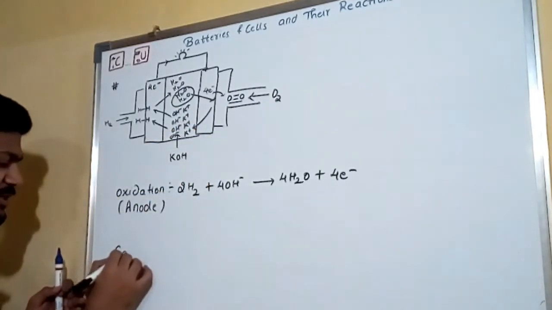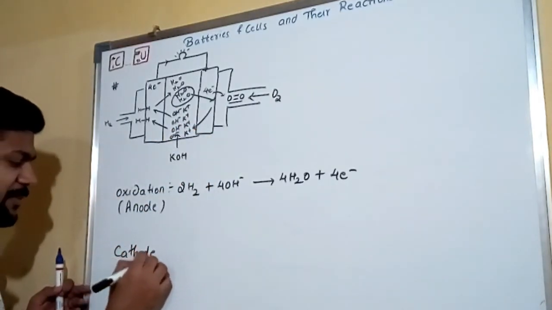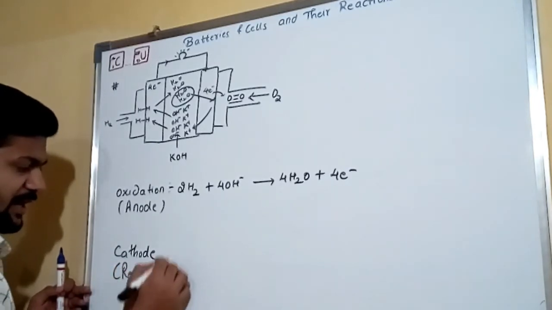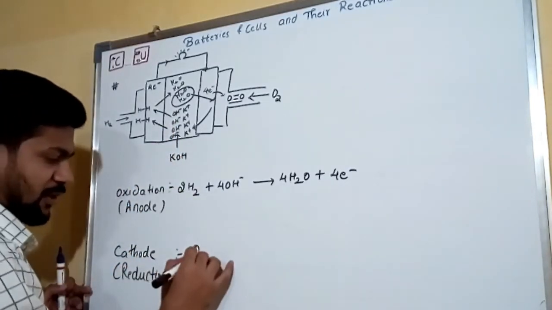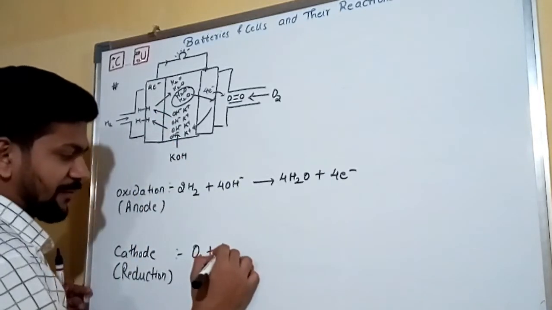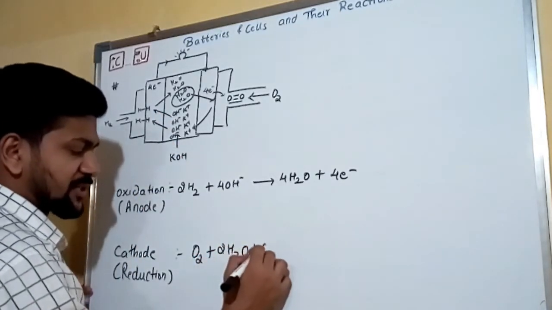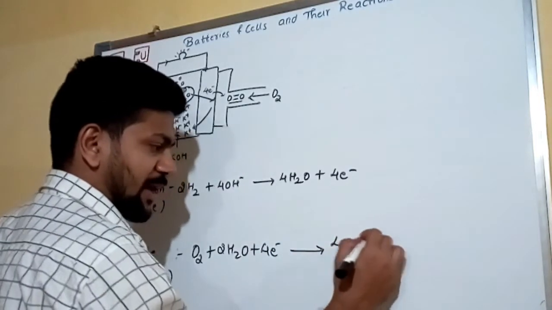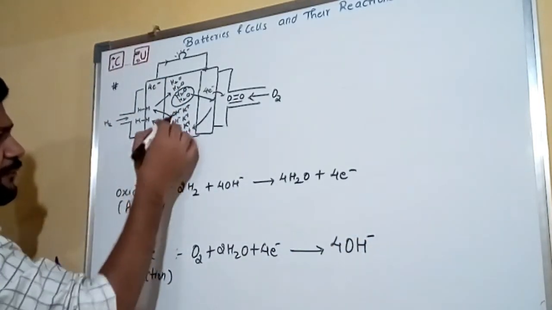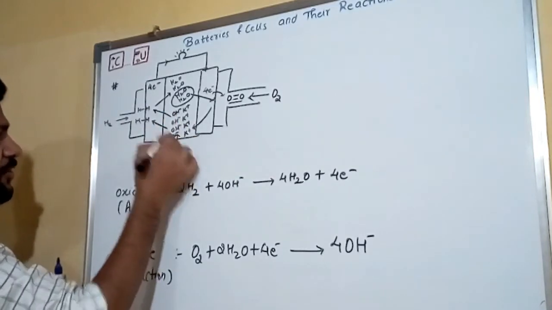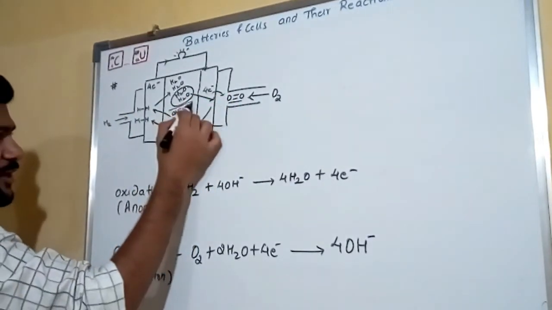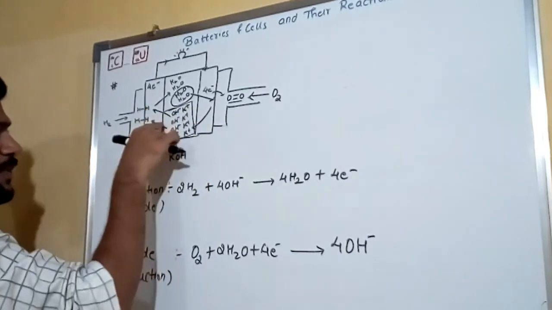So what will be the cathodic reaction? The cathodic reaction simply means it will be reduction. So this will be a reduction reaction, in the presence of oxygen, plus 2 times H2O, plus 4 electrons, giving you back 4 times OH minus. So now if you simply look over here, 4 times OH minus were used and 4 times OH minus are replaced. So there is no effect on the concentration of KOH placed over here.